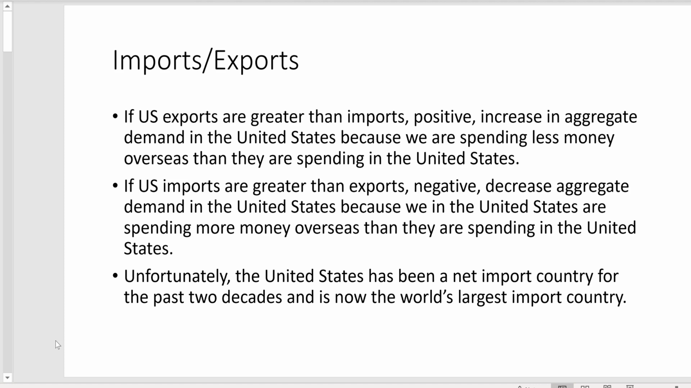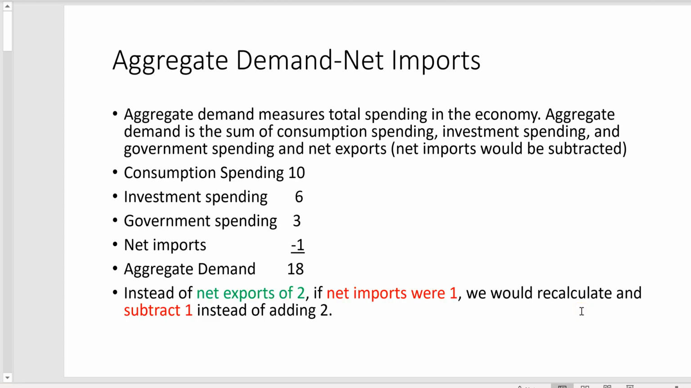That's considered positive for U.S. aggregate demand. Now, if U.S. imports are greater than exports, that's the opposite. That would be negative. That's going to be a decrease on aggregate demand in the U.S., because that means we in the U.S. are spending more money overseas than they are spending in the U.S. And unfortunately, the U.S. has been a net import country for the past 2 decades and is now the world's largest import country. So our aggregate demand would likely be measured this way, with a -1 for net imports, as opposed to this way, a +2 for net exports.